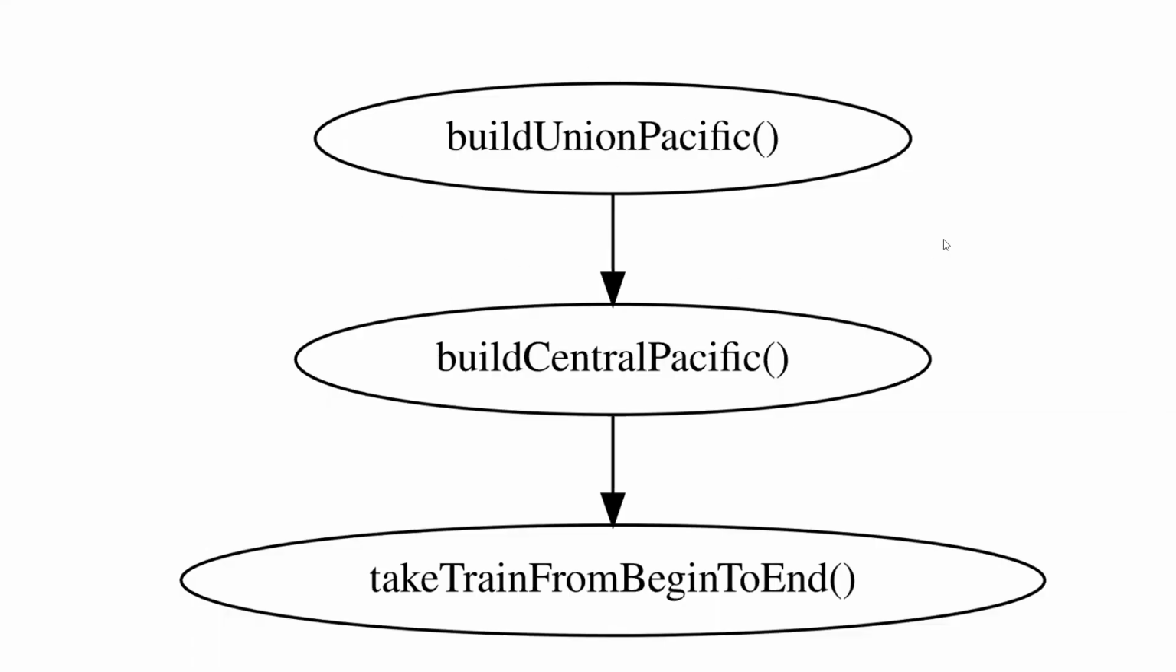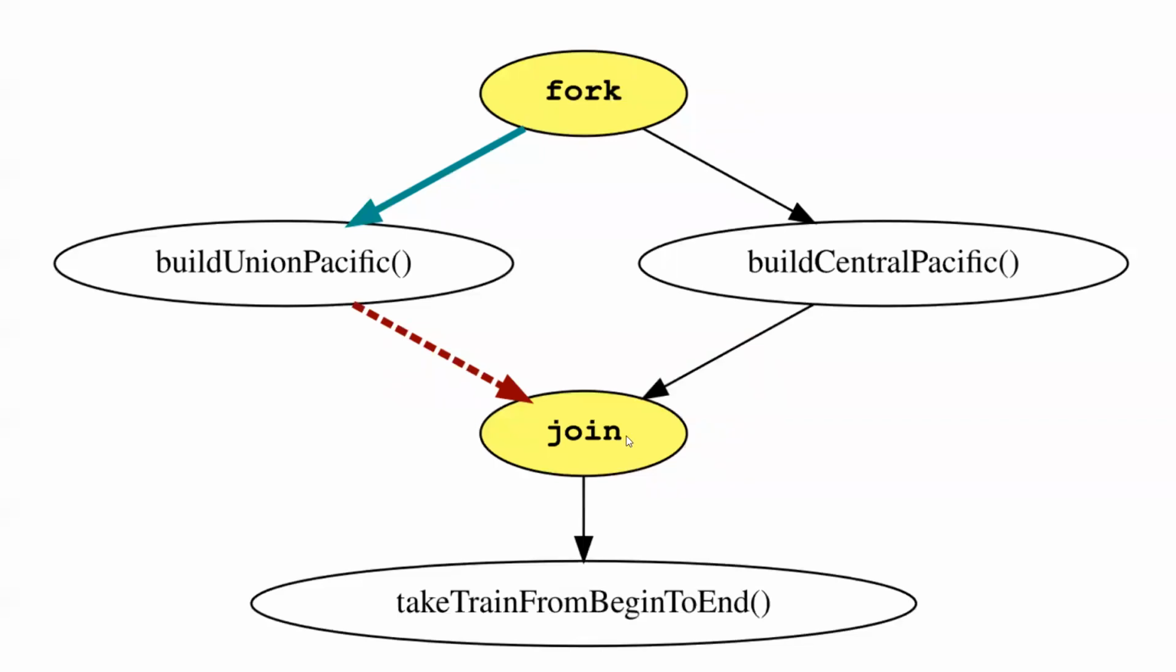If they had built it like a sequential program, it would have been: build the part from Omaha to Utah, and then build from Utah to Sacramento. And then I could take a train from the beginning to the end. That's the goal, right?